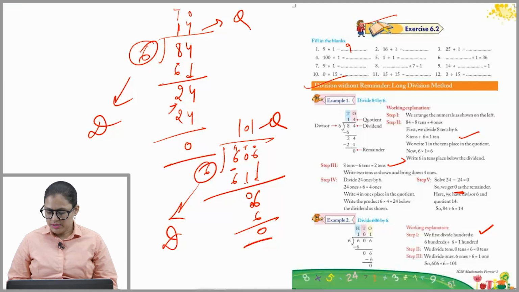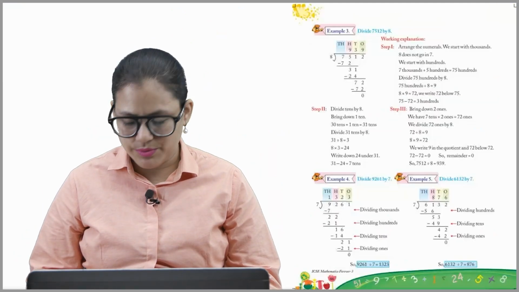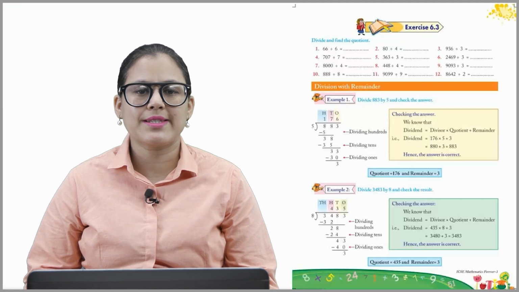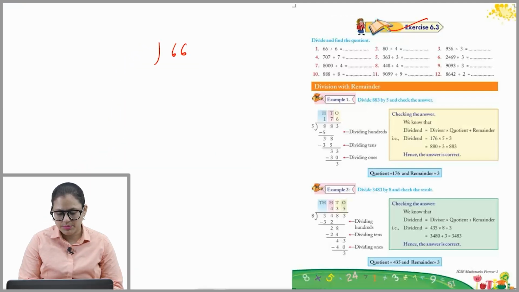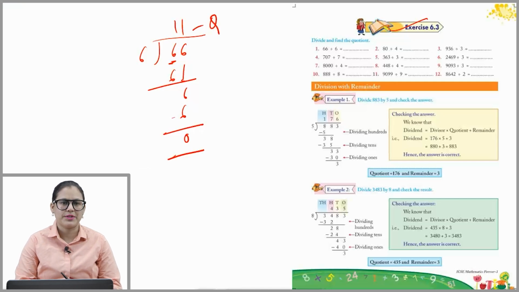Similarly students, you will do other examples also. Now let's do exercise 6.3. Divide and find the quotient. 66 divided by 6. First we will take this number which is at the tens place. 6 ones are 6, then bring down 6. 6 ones are 6. 6 minus 6 is 0. So this is your quotient.